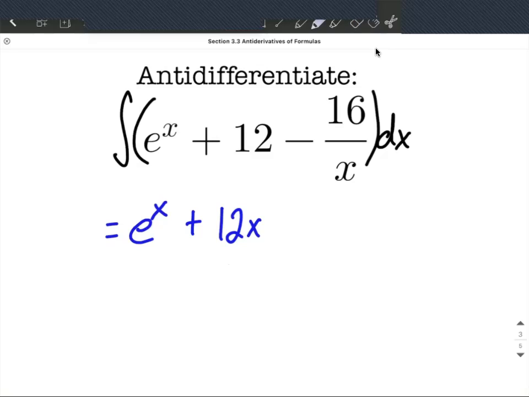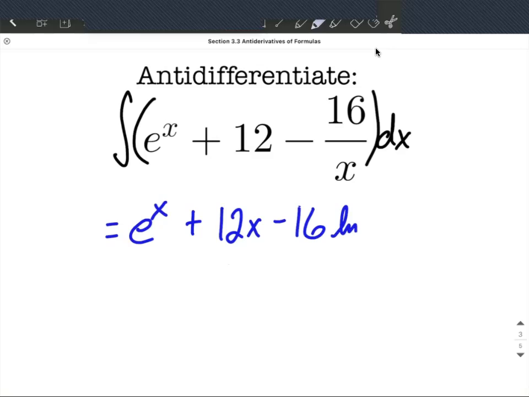Now that last term, you'll notice that we have x in the denominator. If we move that up to the numerator, we get x to the negative first power. But we're going to run into a problem that we're not allowed to use the power rule in this circumstance, because it ends up dividing by 0. So this is the special case where we can bring along the minus 16.